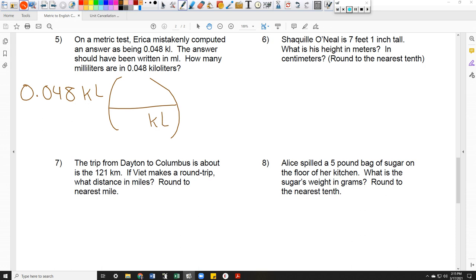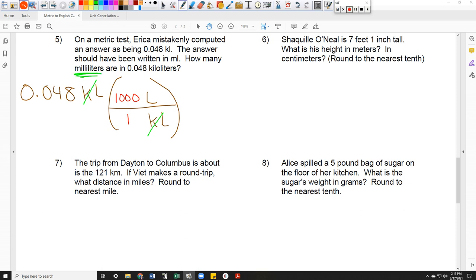Now, here is something you should know. Can you go from kiloliters right into liters? Yes. Here's the relationship I want you to memorize. What is the numerical relationship between liters and kiloliters? In 1 kiloliter, there are 1,000 liters. So far, what unit has canceled? Why can you not stop there?